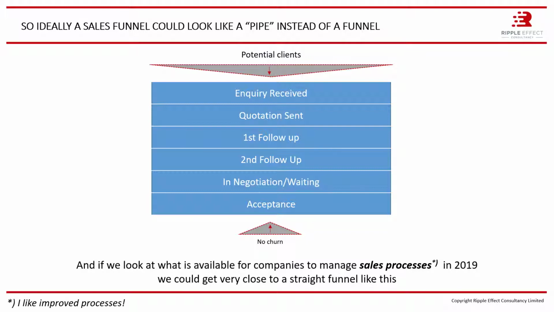And if we look at what is available for companies to manage sales processes, and you know I like processes, we could get very close to a straight funnel like this, because by utilizing the data we get from our CRM system and our client interaction, we can figure out which clients will be most likely to accept a certain proposal, and we also know how to quickly, with templates, for example in SharePoint, send proposals to clients that inquire for our services. The quicker we can do it, the better. The less we can lose along the way, the better. So if we can get a pipe instead of a funnel, that will be great.